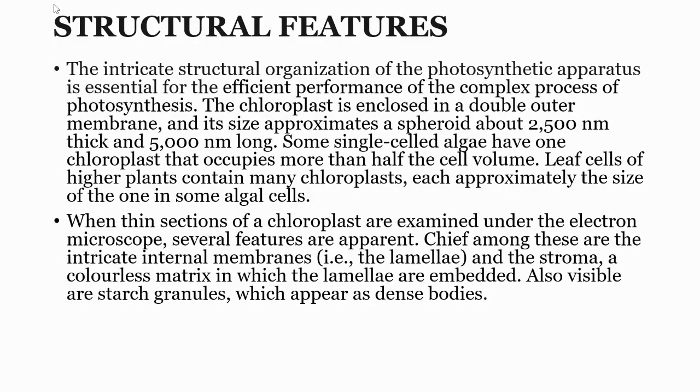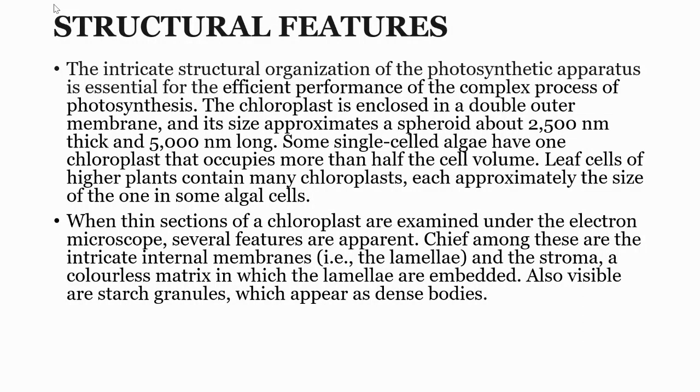Structural features. The intricate structural organization of the photosynthetic apparatus is essential for the efficient performance of the complex process of photosynthesis. The chloroplast is enclosed in a double outer membrane and its size approximates a spheroid about 2500 nanometers thick and 5000 nanometers long. Some single-celled algae have one chloroplast that occupies more than half of the cell volume. Leaf cells of higher plants contain many chloroplasts, each approximately the size of one in some algal cells.